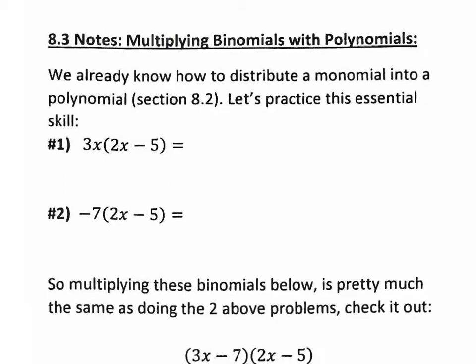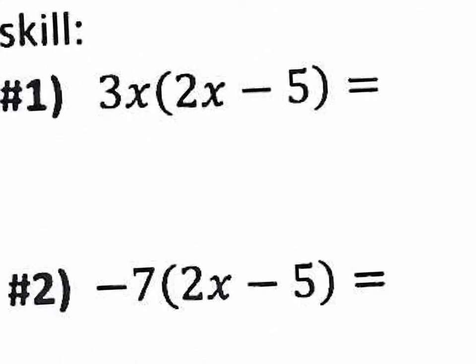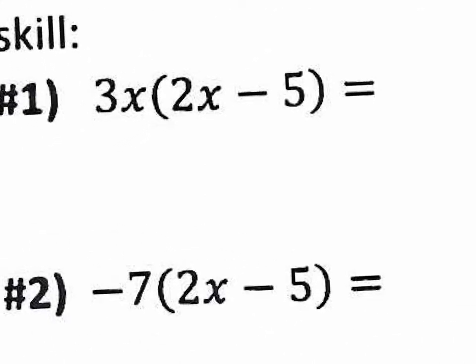So we're moving on to 8.3. In this section, 8.2 was distributing a monomial times a polynomial, a binomial or trinomial. Let's practice that. This is a skill from 8.2 where we take this 3x and multiply it by 2x. And let's think about that. When you distribute 3x into 2x, you multiply the coefficient 3 times the coefficient 2, giving you the coefficient 6. And then we take the variable x times the variable x, and that gives us the variable x squared.